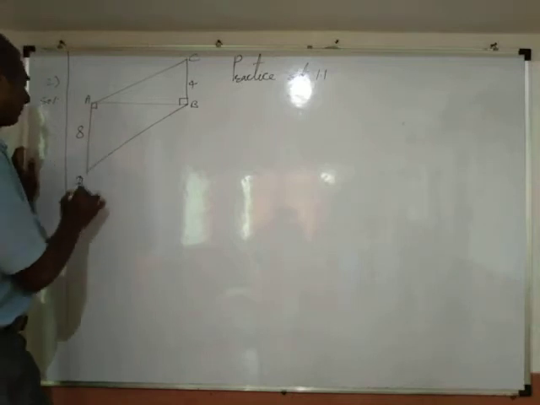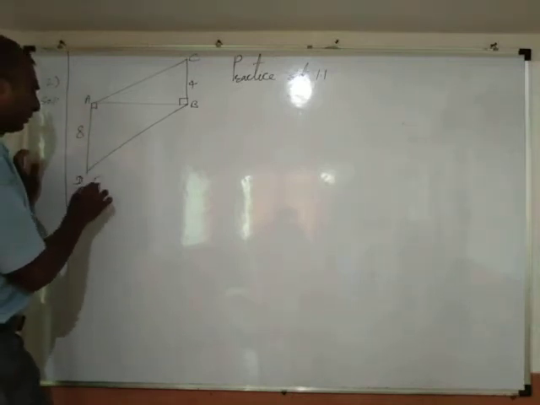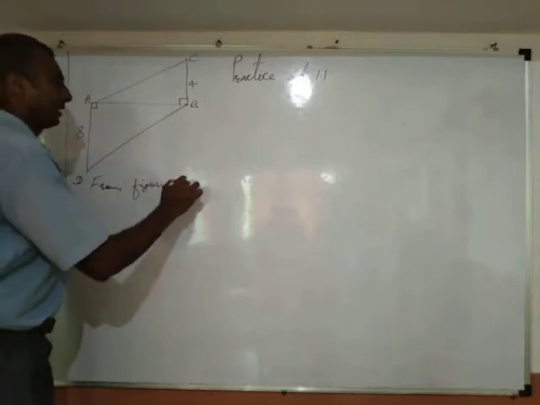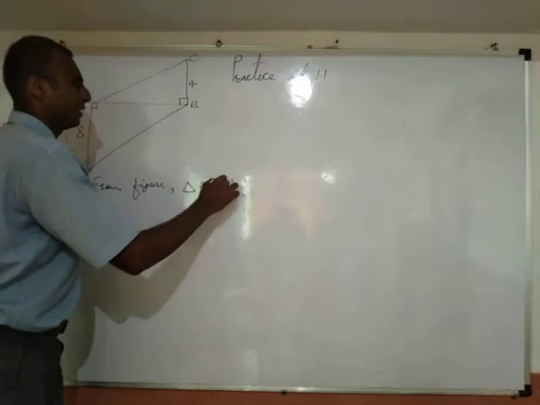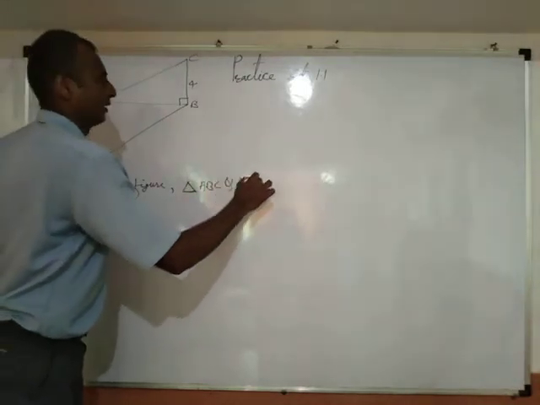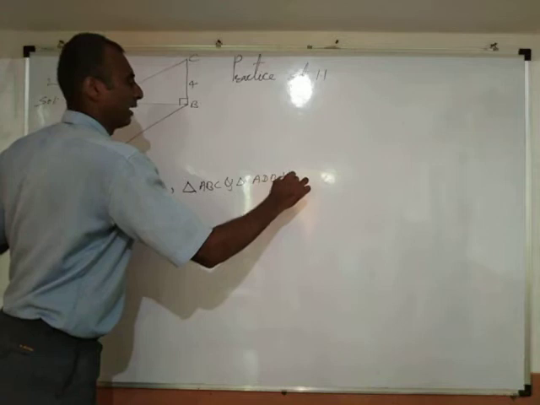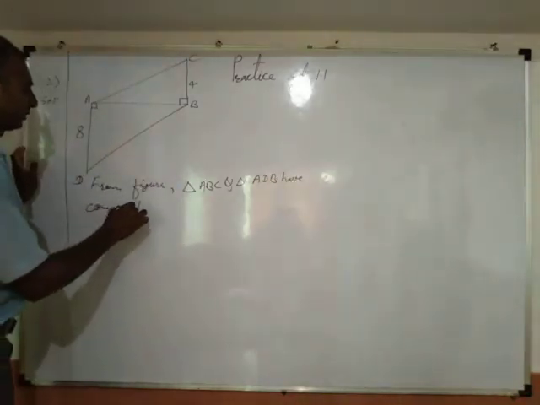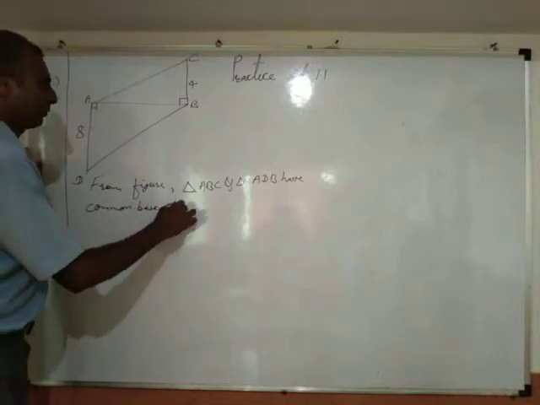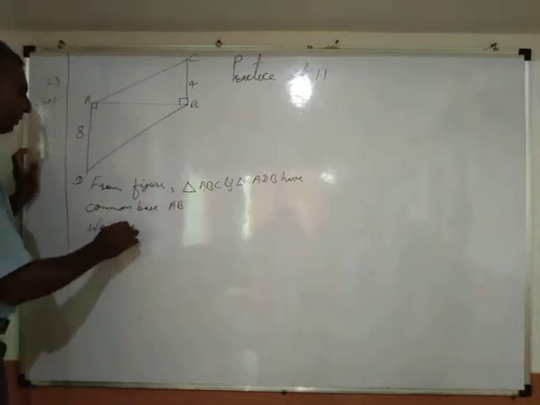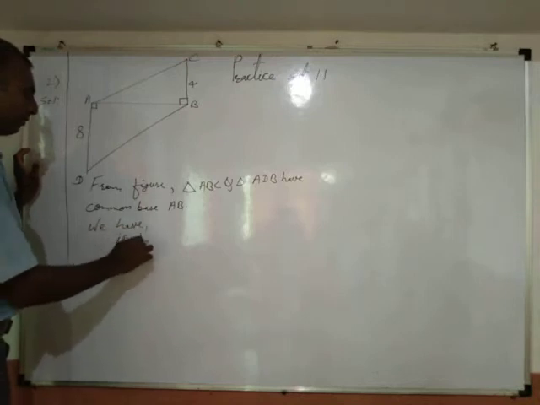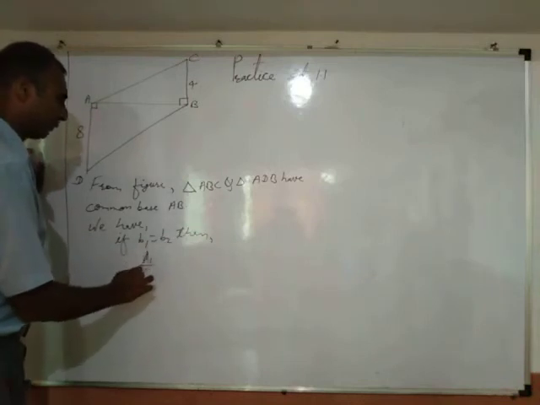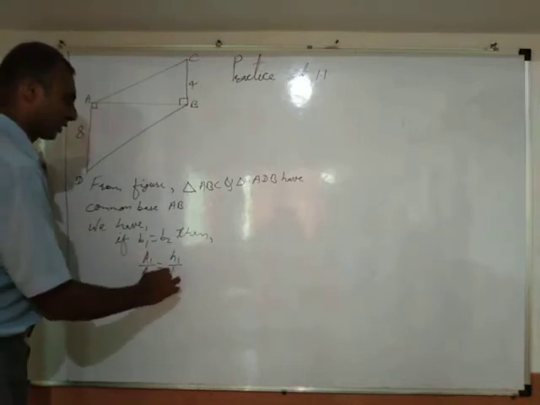Okay, let's mention here. Question second solution. From figure, triangle ABC and triangle ADB have common base AB. We have, if B1 equals B2, then A1 upon A2 equals H1 upon H2.